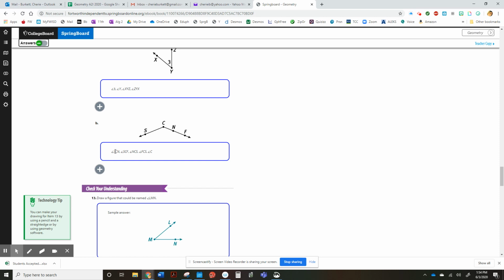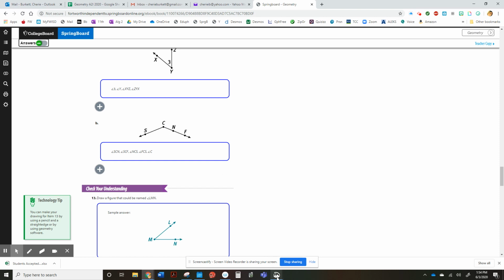So notice C is the middle letter every time, and they've used S every time because it's the only other letter on this ray. So S, C, S, C, S, C, S, C. And this one was just naming angle C, and we could, because there's no other angle.